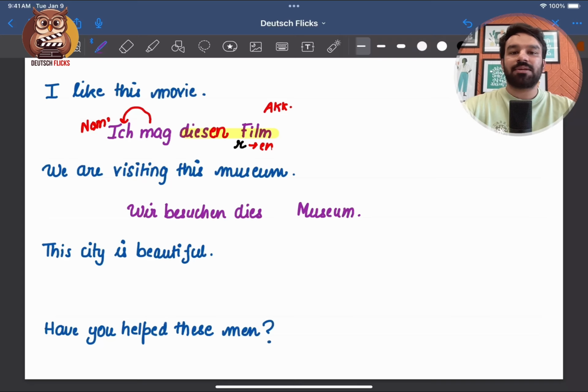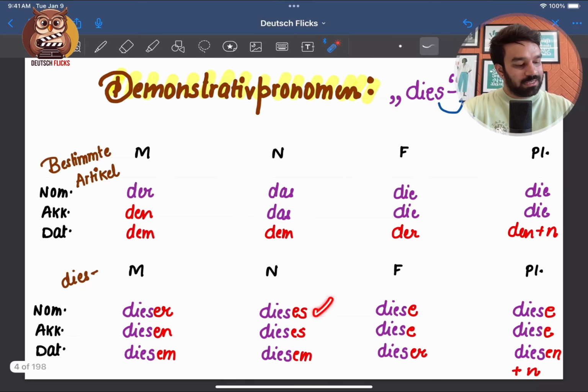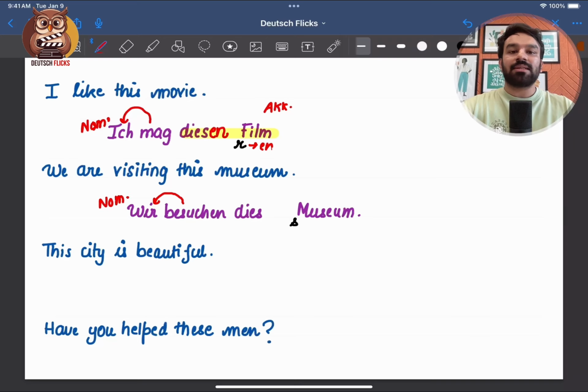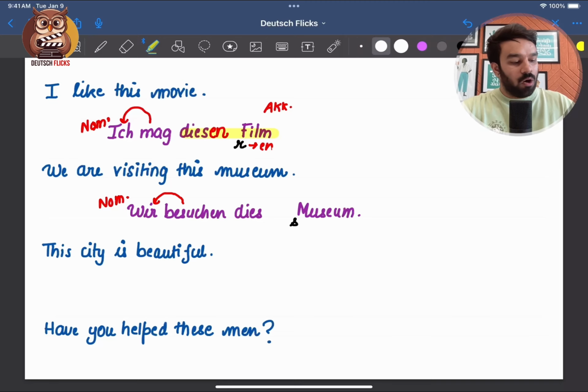Spelling same, pronunciation different. And Museum is neutral. In case of neutral, what all options do we have? Dieses, dieses, diesem. Now we just have to identify the case. Now besuchen is being conjugated according to wir. Wir is in nominative case. That means this museum will be the object.